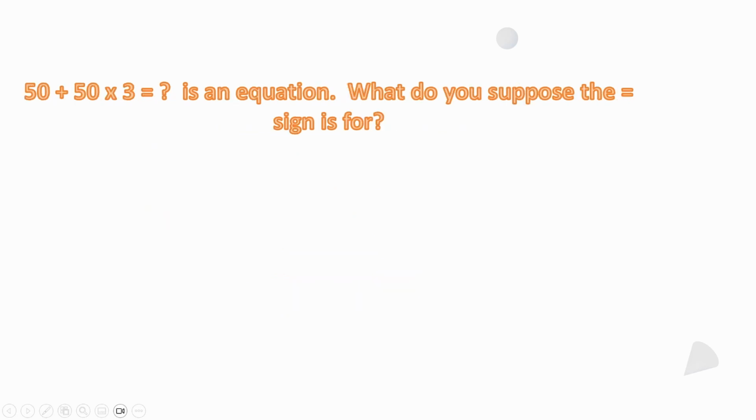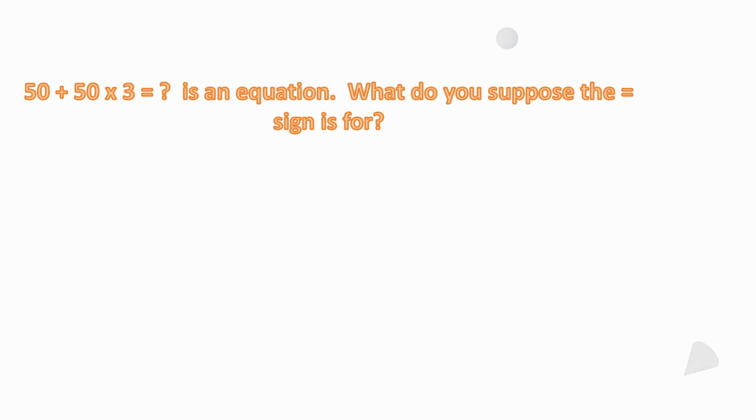And then as far as this equation business, 50 plus 50 times 3 is an equation. What do you suppose the equal sign is for? Yeah, I mean, an expression does not have an equal sign. If this was just 50 plus 50 times 3, and that was it, well, that is an expression. An equation is showing equivalence between two expressions. So some people may be confused and think, well, the equal sign, that's not an expression.